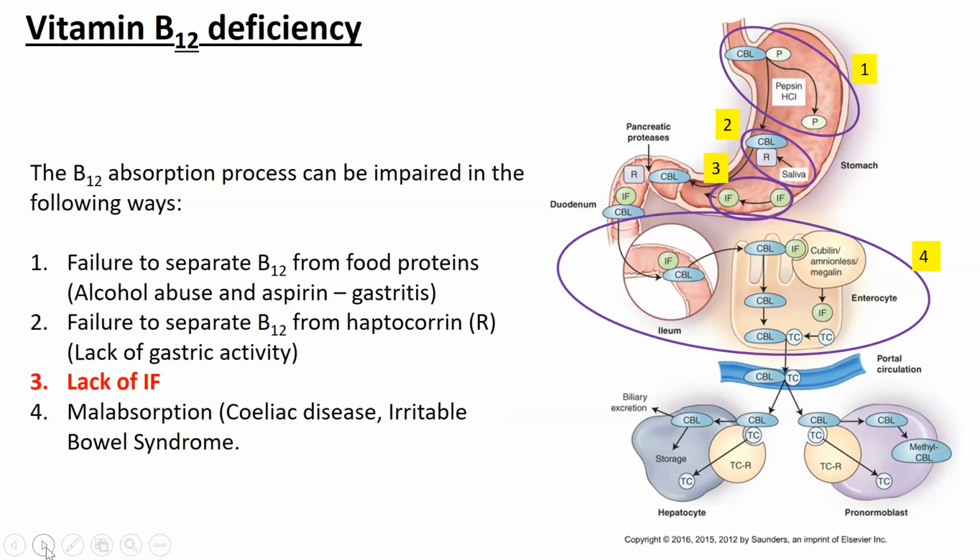Now, to help explain why vitamin B12 isn't absorbed in some people, it could be because of any of those stages. It could be due to a failure to separate B12 from food proteins. Now, if a person has gastritis, they could be overusing alcohol or taking too many medicines.